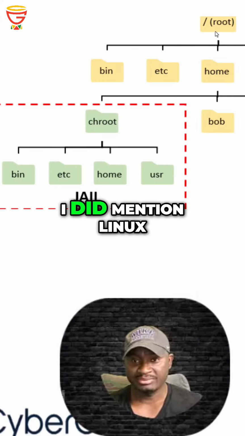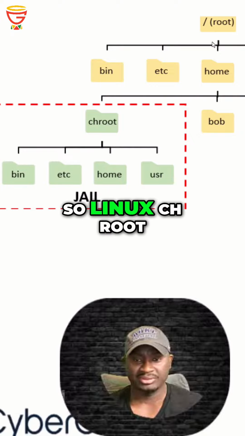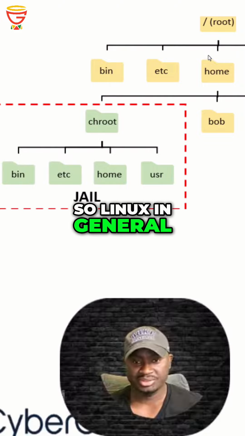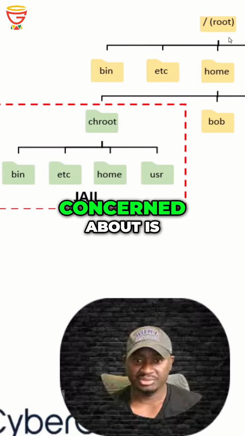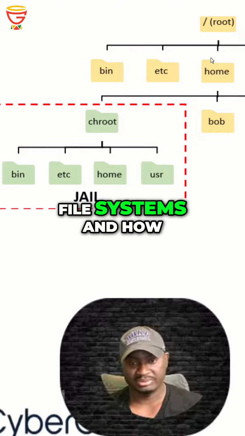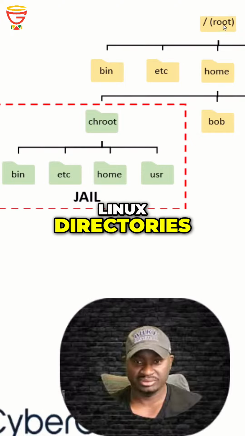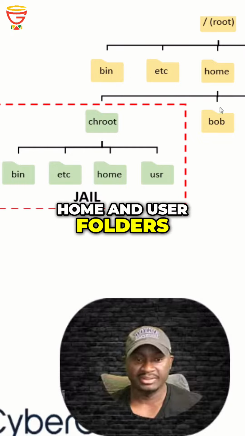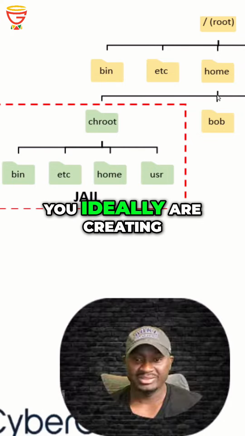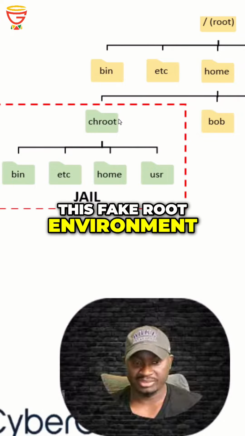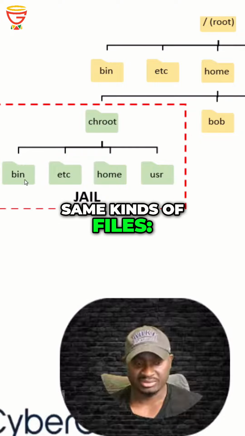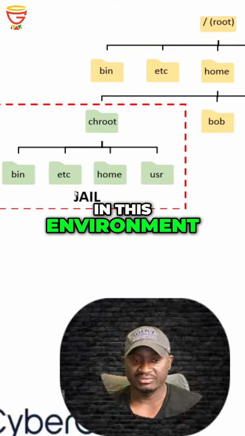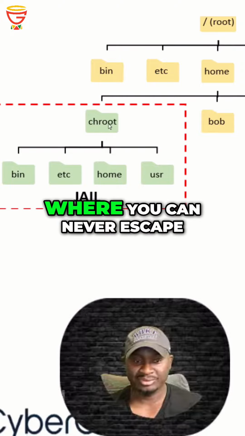I did mention Linux chroot. Let's backtrack a little bit and talk about Linux. In general, one of the things that we are typically concerned about is file systems and how they work. In your typical Linux directories, you have your root directory, then you have your bin, etc, home, and user folders. In Linux chroot, you are creating a fake root environment where you have the same kinds of files: the bin directories, etc, home, user, and so forth. The only difference is that in this environment, you can think of it as a jail where you can never escape.